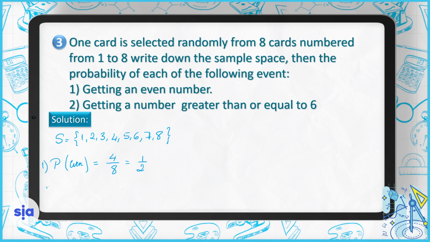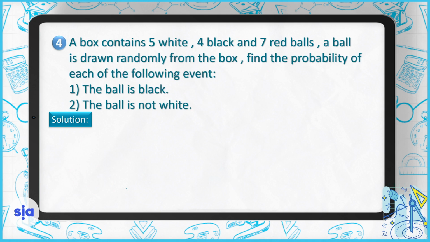And this was the answer of question 1. Question 2, getting a number greater than or equal to 6. The probability of getting a number greater than or equal to 6. There are only 3 numbers, 6, 7, and 8. So there are 3 out of 8, and this fraction is given in the simplest form.